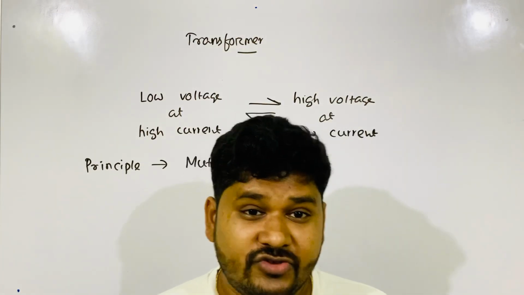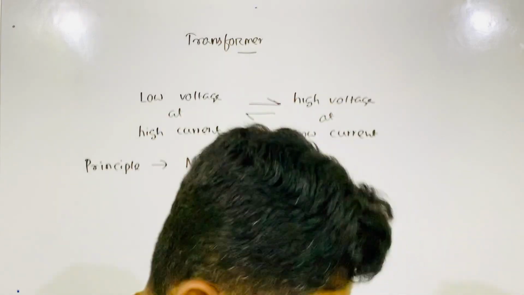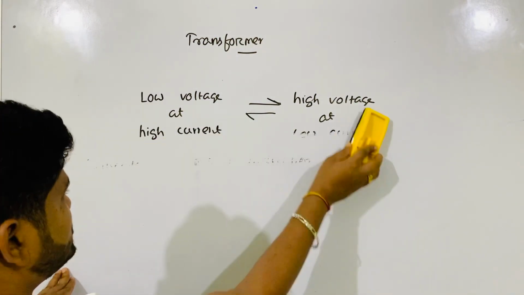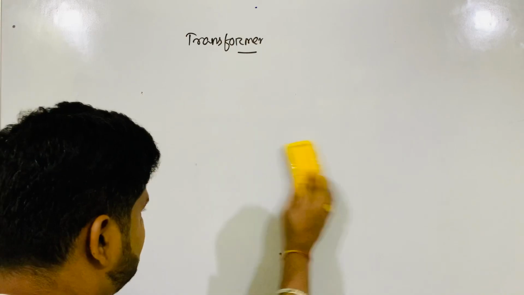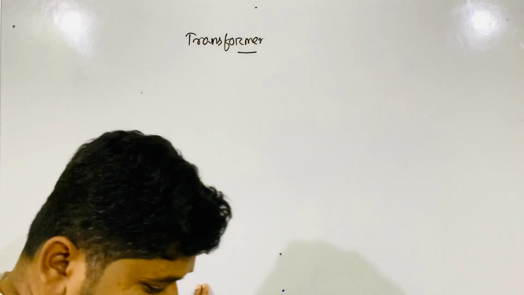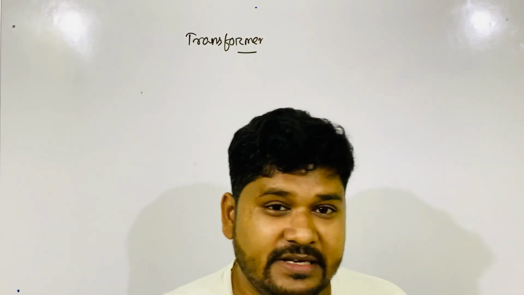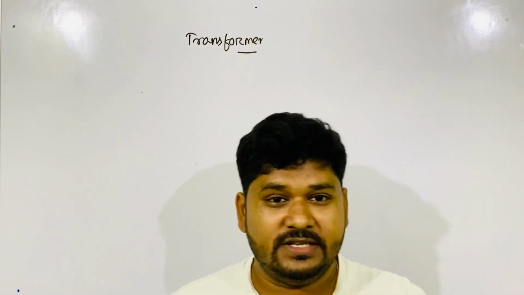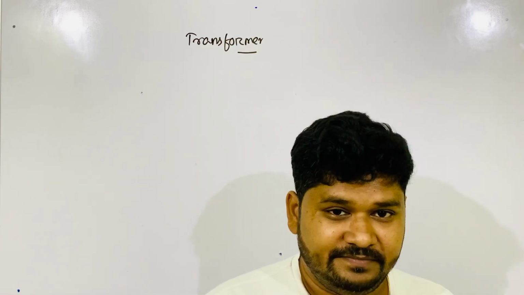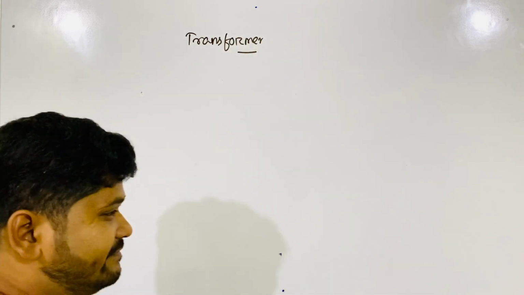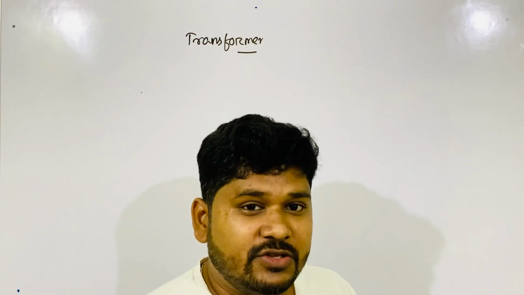Then let's come to the construction of the transformer. What is it made up of? From the principle it's very clear it must be made up of two coils. But how will those two coils be kept? How will we set up those two coils?